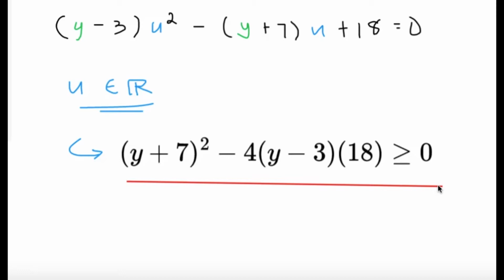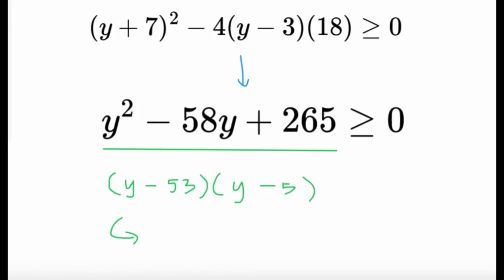Now we're just considering that u is technically a random variable. We're not really considering yet that u equals sine squared x. Anyways, we're going to solve for y, and that's just a simple quadratic inequality. Simplifying, it's y squared minus 58y plus 265 is greater than or equal to 0. We can factor the left side nicely into y minus 53 and y minus 5.